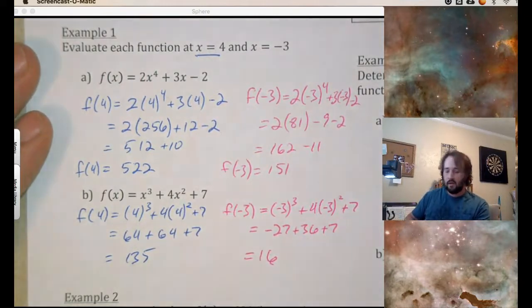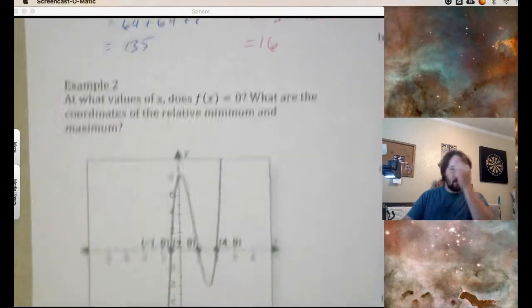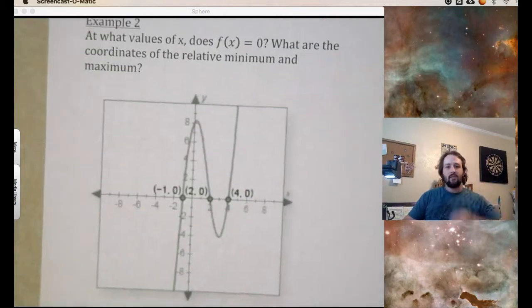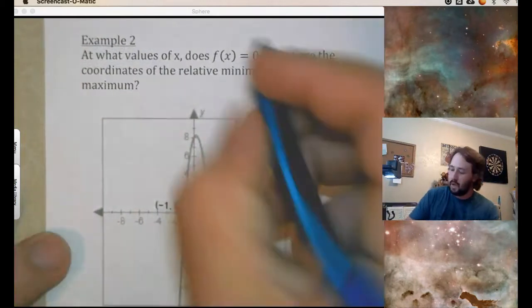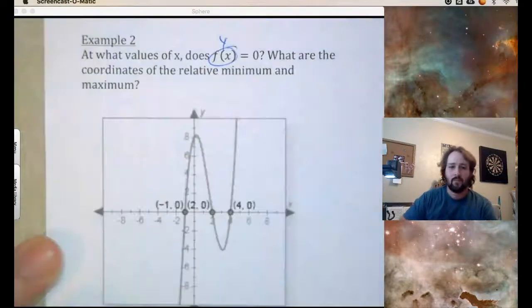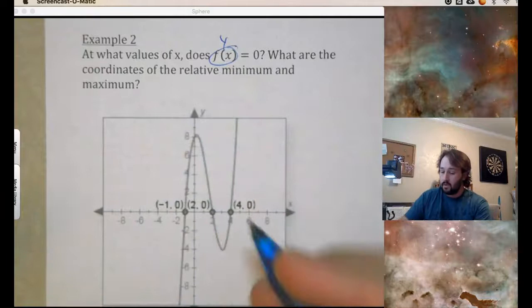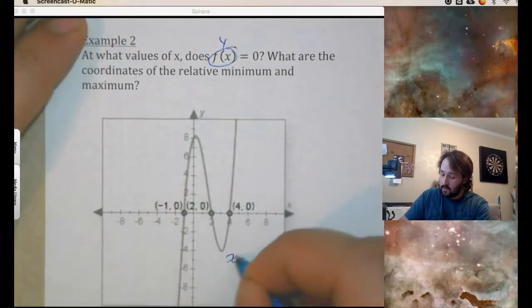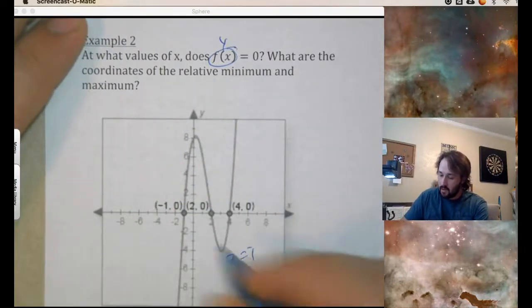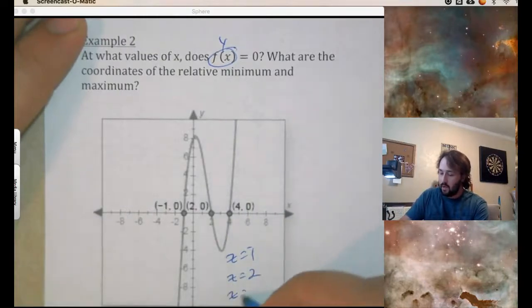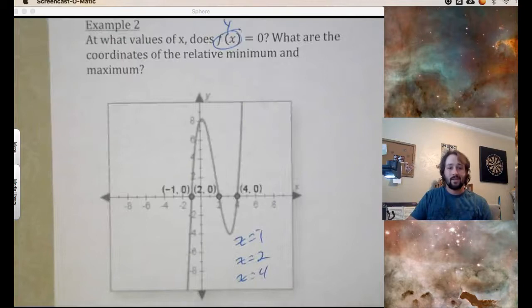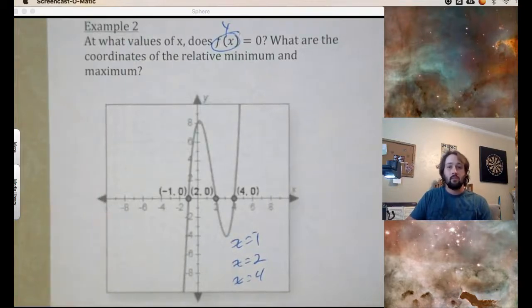All right, hopefully you got that. Okay. So for the next one, at what values of x does f of x equal 0? Remember, f of x is just the y value. So where does the y value equal 0? Pretty much gives it to you. So I have x equals negative 1, I have x equals 2, and I have x equals 4. Don't forget these can also be called the x-intercepts, the roots, the solutions, or the zeros.